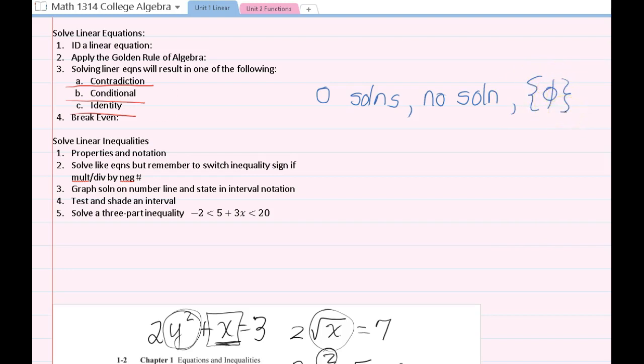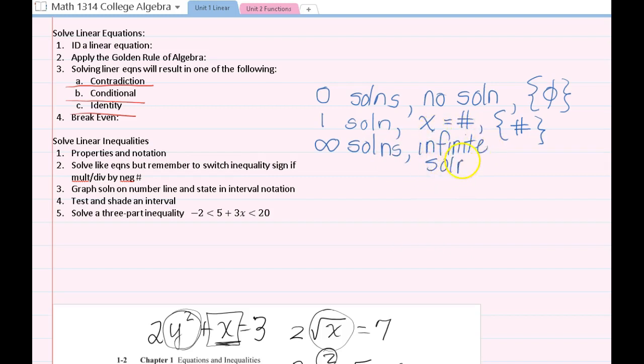If we are looking at a conditional, that means we get one solution, one condition that will actually satisfy the equation. That means we're going to find an x value, whatever that number may be, and our solution set will be that number. Lastly, we can have the identity in which we have infinitely many solutions. This is what we call the identity, and our solution set will be all real numbers.